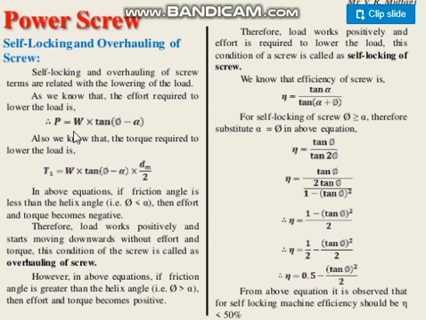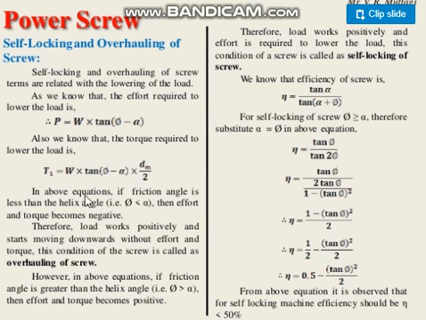This is the effort that is required when you have to lower. Lowering means when the load is coming down. This is tan of phi minus alpha, and if it is raising, it will be plus here. If it is lowering, it is minus. We also know that the torque required to lower the load is the effort multiplied by d by 2. The same thing, this is P into d by 2. This is the torque.